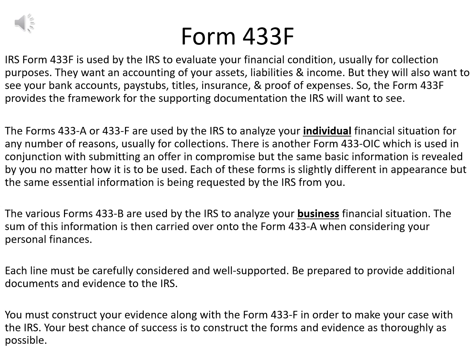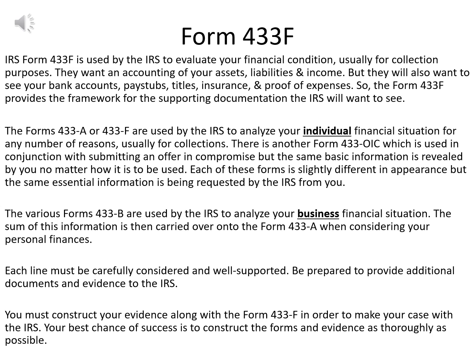IRS Form 433F is used by the IRS to evaluate your financial condition, usually for collection purposes. They want an accounting of your assets, liabilities, and income, but they will also want to see your bank accounts, pay stubs, titles, insurance, and proof of expenses. So, the Form 433F provides the framework for the supporting documentation the IRS will want to see.